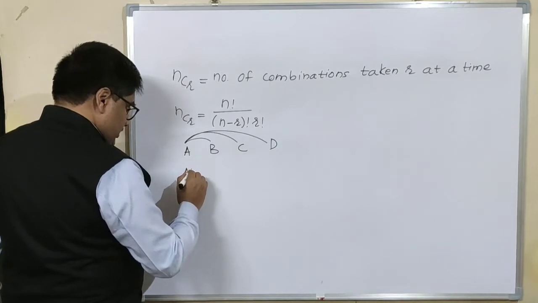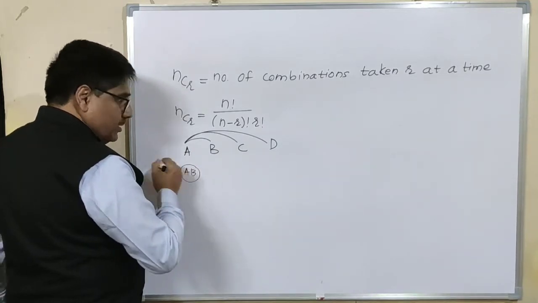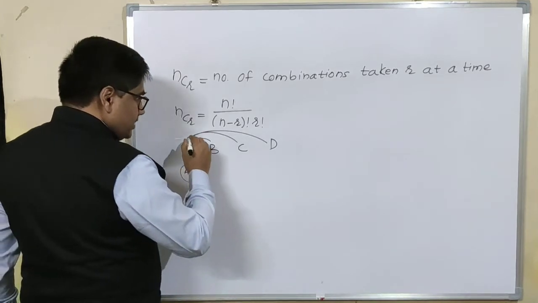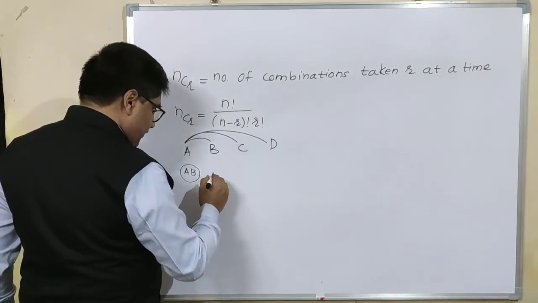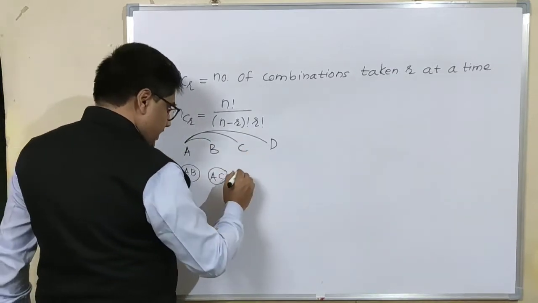Therefore, a match between A and B is possible. That is the first match. The second match is AC, that is between A and C, and the third match is AD.